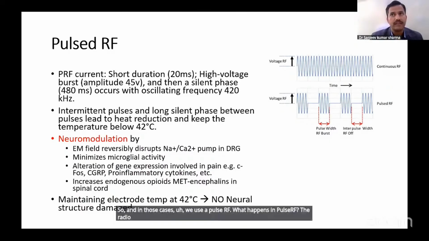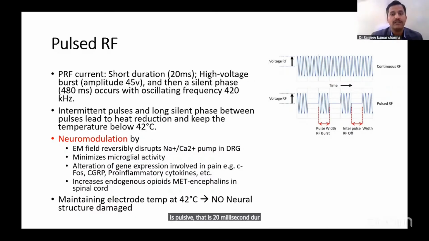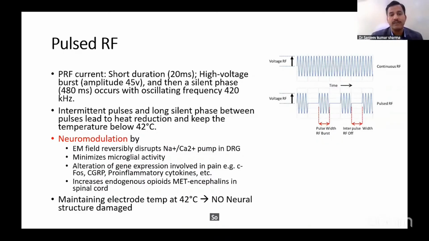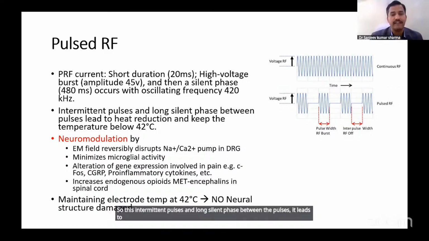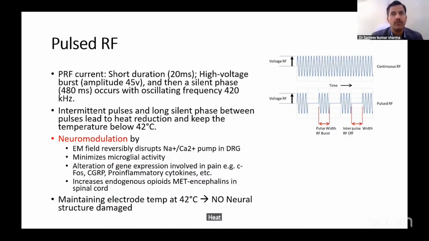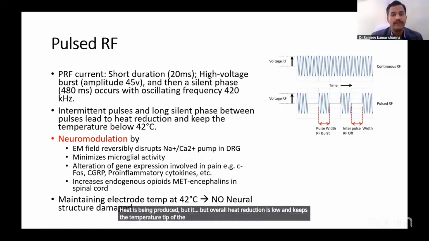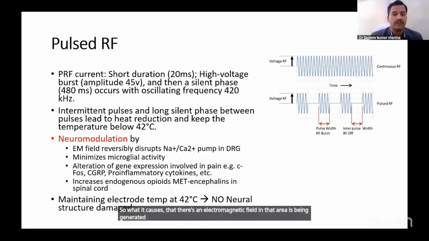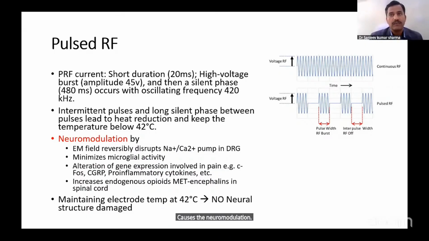The radio frequency waves are given in pulses of 20 millisecond duration, and then there is a long silent phase of 480 milliseconds. So these intermittent pulses and the long silent phase between the pulses lead to overall heat reduction. Heat is produced, but the overall heat is low and keeps the temperature at the tip of the probe below 42 degrees Celsius. So an electromagnetic field is generated in that area, which causes neuromodulation. This is the main principle of working of pulsed RF: neuromodulation.